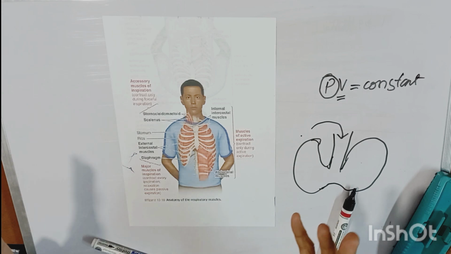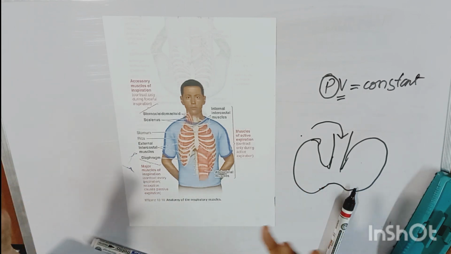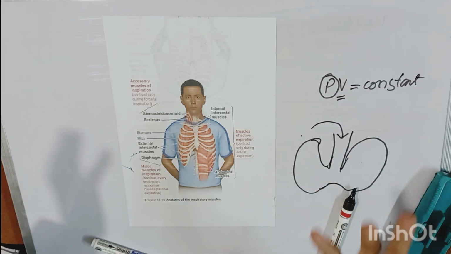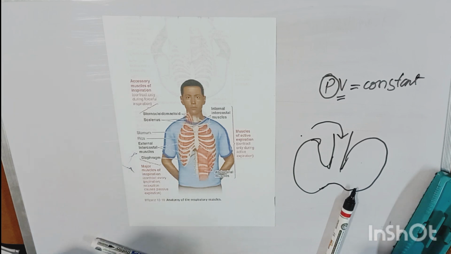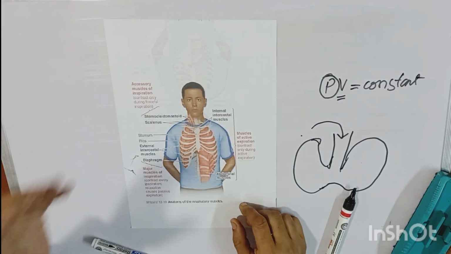If you remember my earlier class, I told you about the volumes. When you try to grab in more air, when you try to suck in more air, that is when these accessory muscles of inspiration come into action.